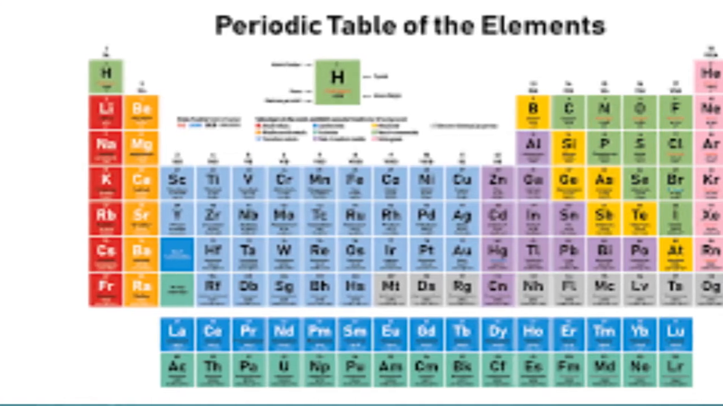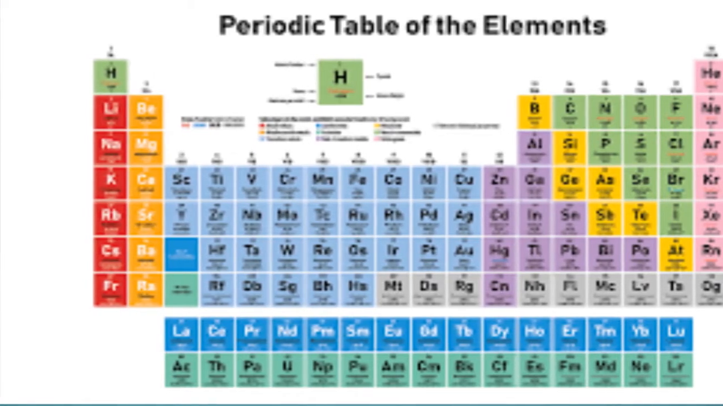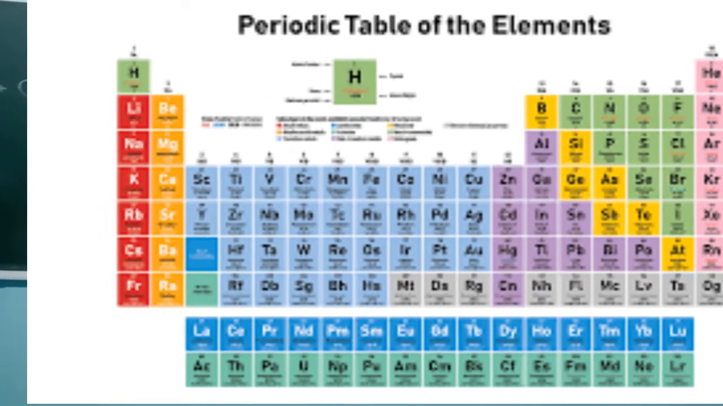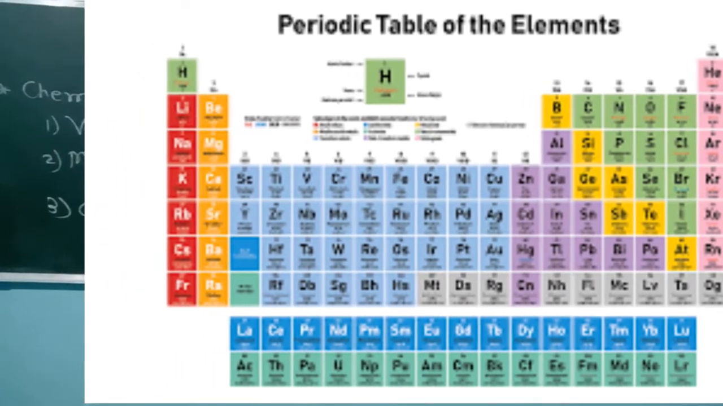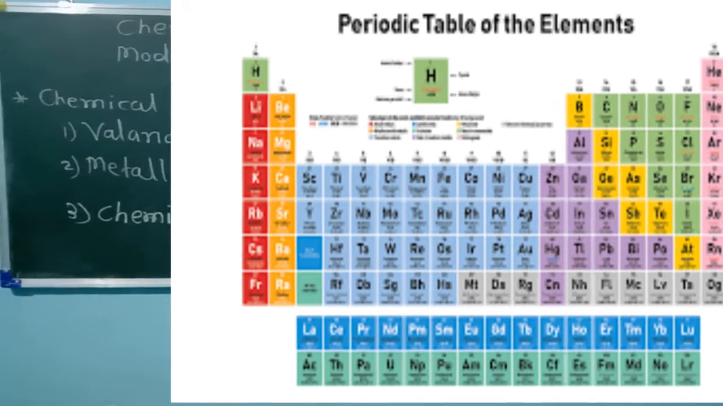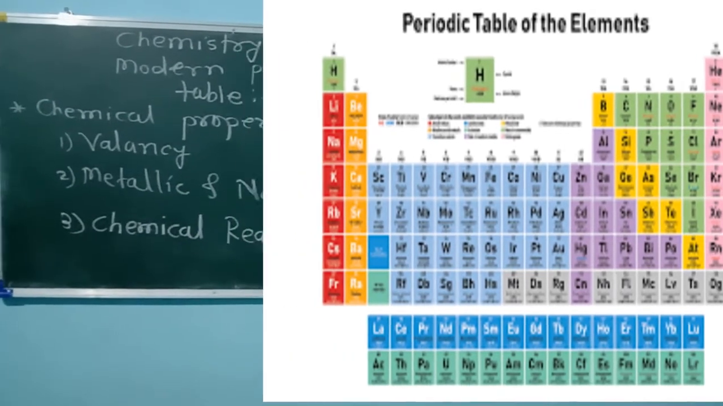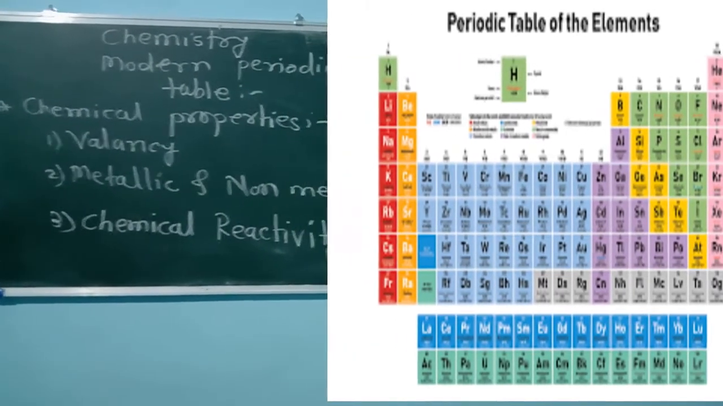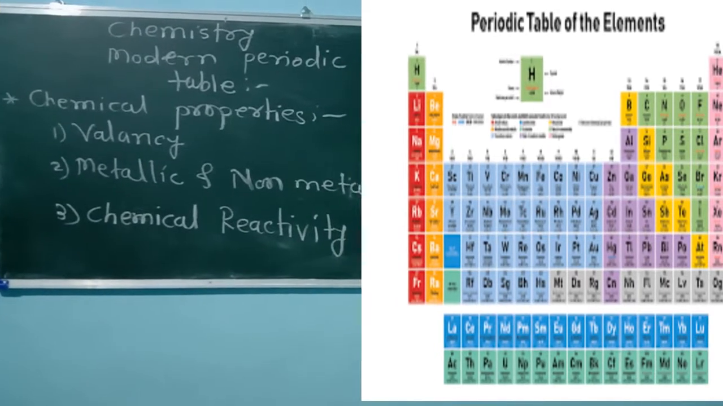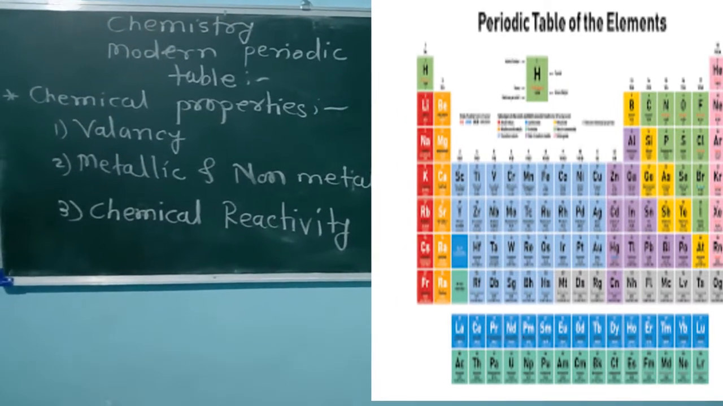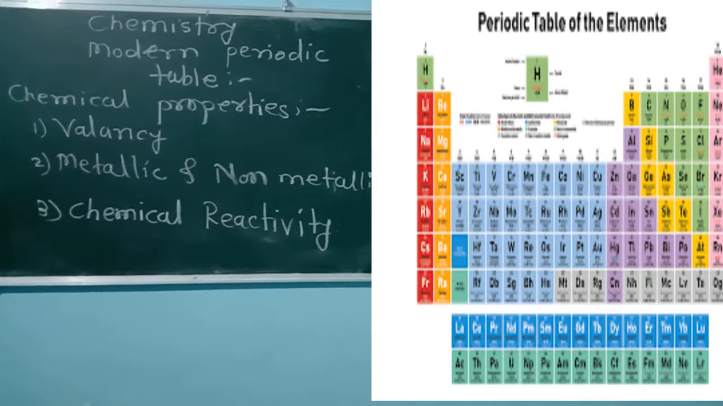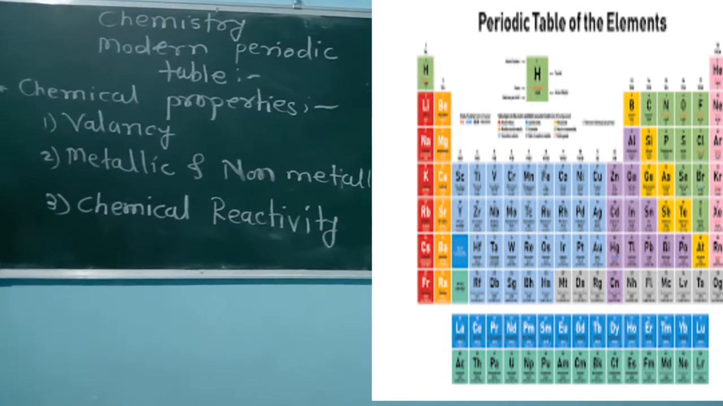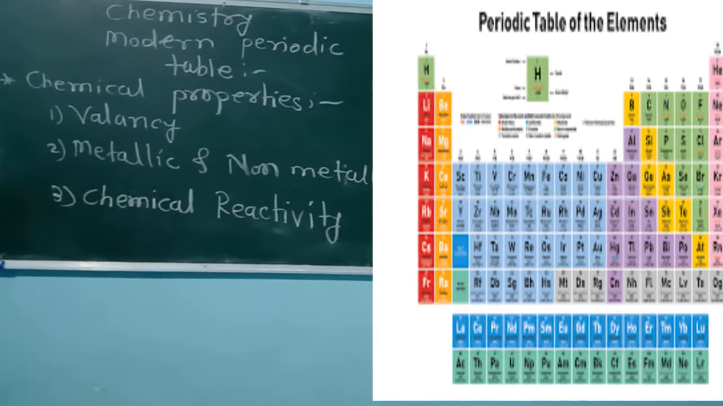The first property is valency. The second property is the metallic and non-metallic character. And the third property is the chemical reactivity of the different elements. These three chemical properties depend upon the electronic configuration of the elements.